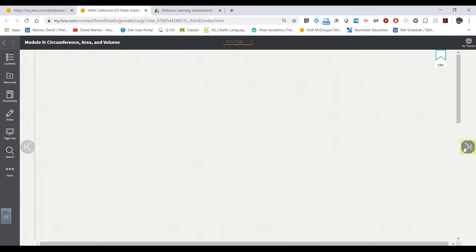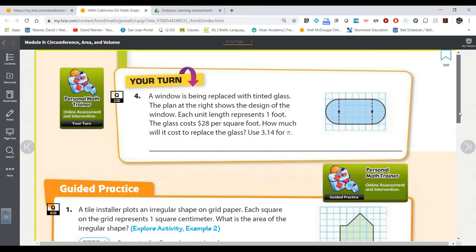So I'm going to go ahead and find a problem. This is on page 280 in your textbook. We are in Module 9, and we are looking at areas of composite figures. Here we go. A window is being replaced with tinted glass. The plan at the right shows the design of the window. Each unit length measures 1 foot. The glass costs about $28 per square foot. How much will it cost to replace the glass?